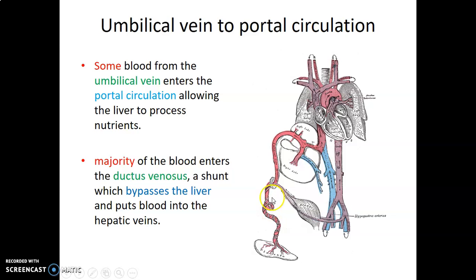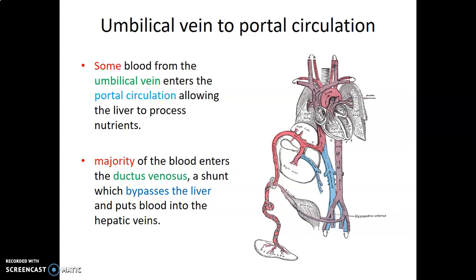So this is your liver. You have your umbilical vein that is going to carry some blood into the liver through the portal circulation. Okay, then the majority of the blood will enter the ductus venosus. So this is the umbilical vein. It has brought blood. Some blood will go through the portal system so that the nutrients are processed, but the majority enters the ductus venosus and into the inferior vena cava.